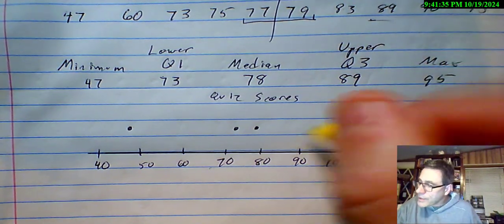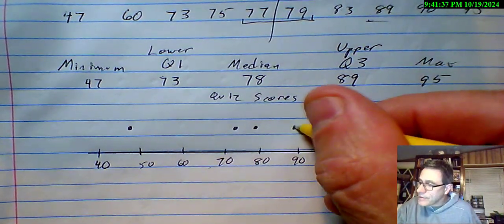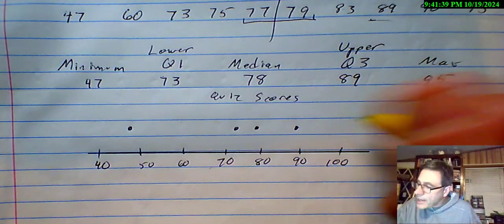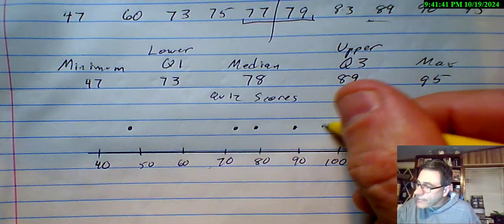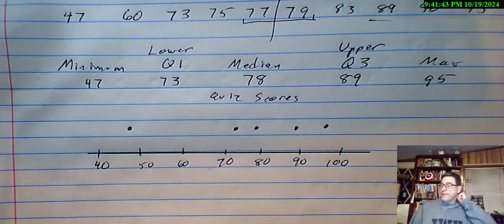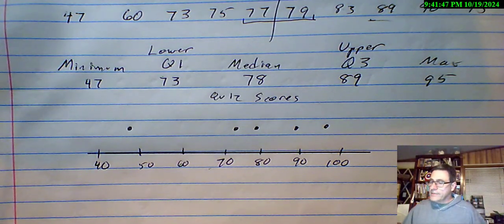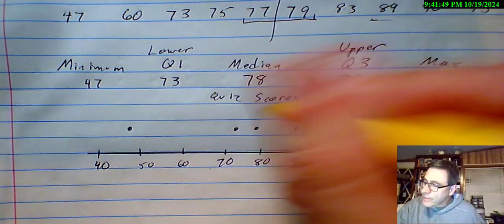The upper quartile, the third one, is 89, so a little before 90. And my maximum value is 95. All right, so I've got 5 points. There's that 5-point plot that I kind of alluded to before. And then to make my box and whiskers, here's what I'm going to do.